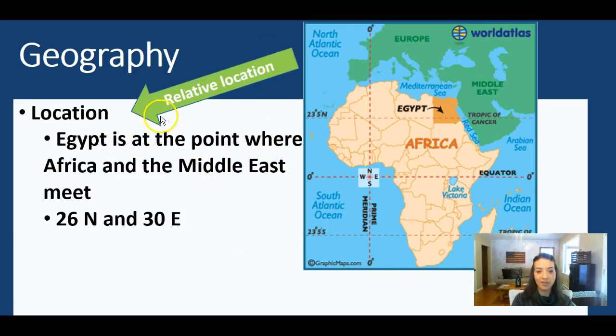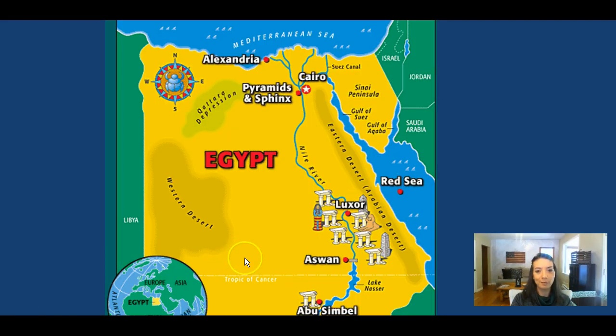Relative location is this description here saying that it's at the point of Africa and the Middle East meeting, and 26 north and 30 east is absolute location. Okay. So here we have another map. I want you to get familiar with where Egypt is located and the shape and what's around it so that you really get an understanding of where it is in the world, okay?